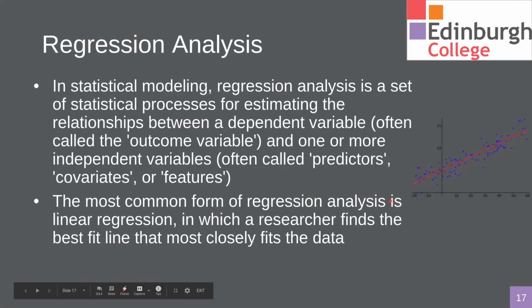Regression analysis. So we're going to look at regression analysis in a little bit more detail later on in this course. But regression analysis is a set of statistical processes for estimating the relationship between a dependent variable and an independent variable. Now, there is a type where we can have multiple independent variables. These are called covariates. The most common form is a linear regression analysis. And we're going to look at doing a linear regression analysis in a later part of this course.